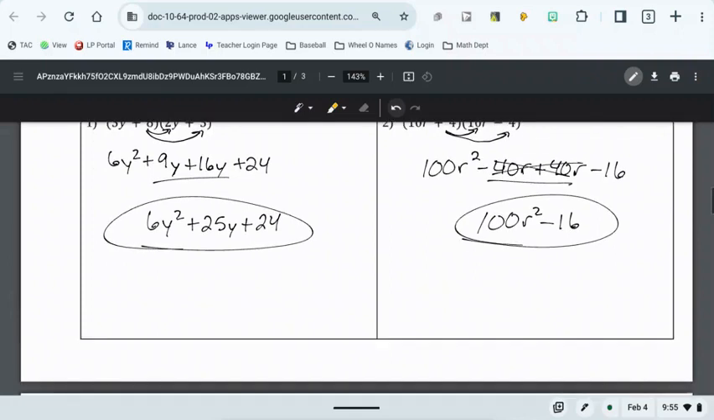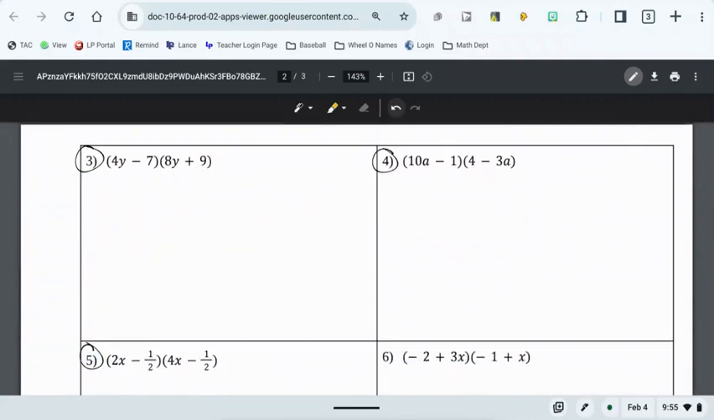All right, let's flip to the back and take a look at a few more examples. Number 3, 4y times 8y gives us 32y squared. Then we have first term times second term, 4y times 9 gives us 36y. Then we have -7 times 8y, which gives us -56y. And then -7 times 9 gives us -63.